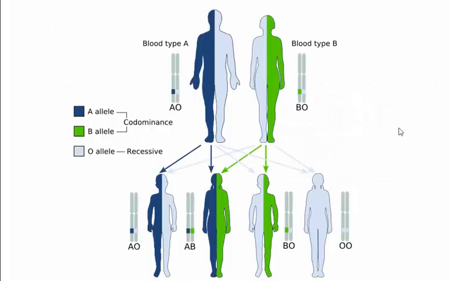So I'm going to show you a cross where we're crossing two individuals who are heterozygous for this trait. Looks like here the male is AO and the female is BO. We're going to see that these individuals could have offspring who have type A blood, type AB blood, type B blood, or type O blood. So any of the different blood types.